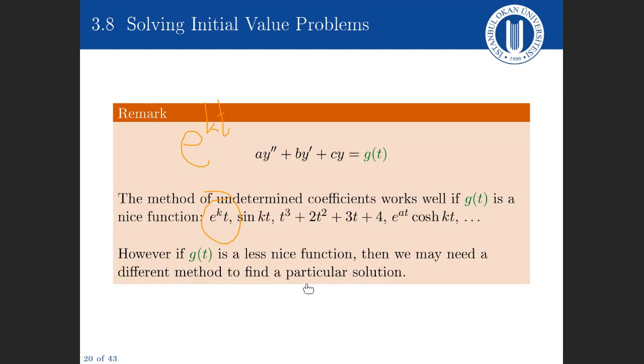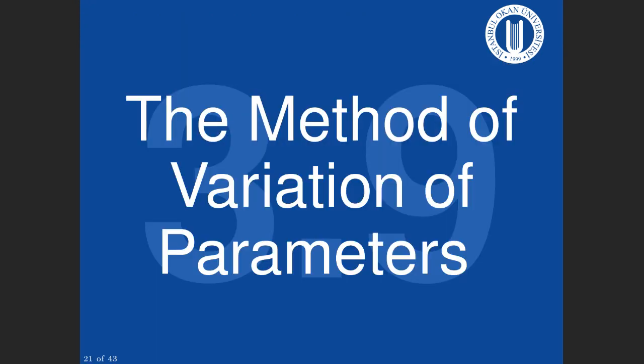However, if we don't have a nice function, if we have a function where when we differentiate it, it becomes something very different, then we're going to need a different method to find a particular solution. And that leads into our next section. The method of variation of parameters is another method to find a particular solution.